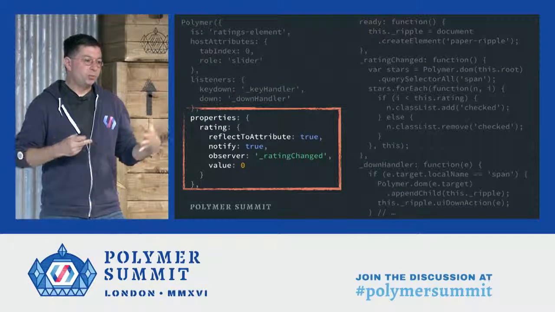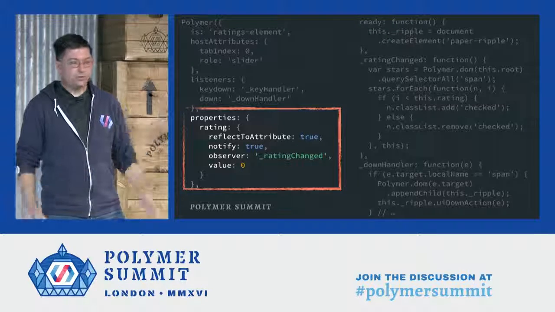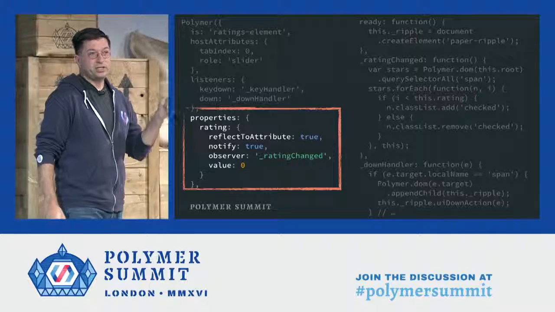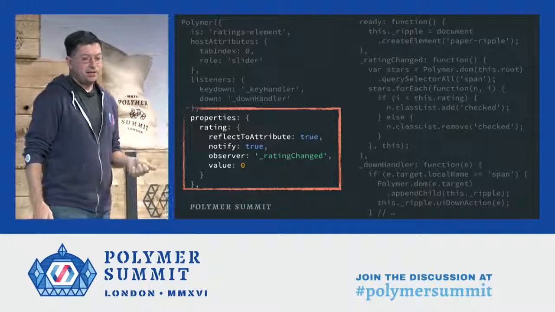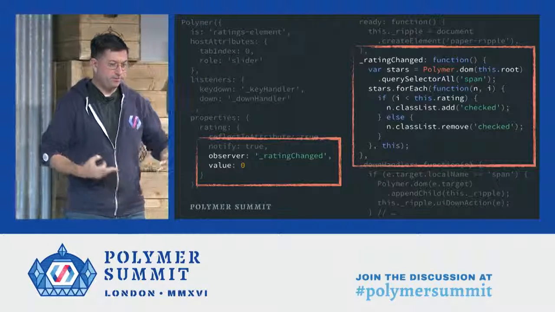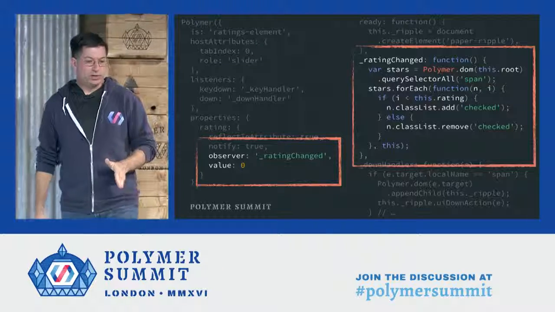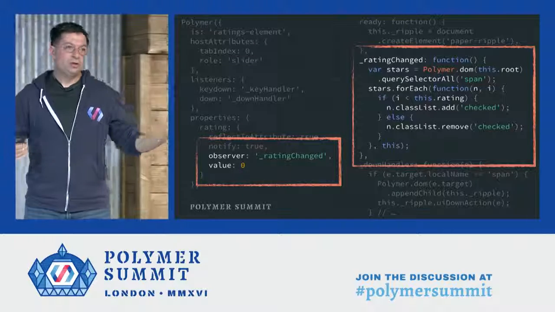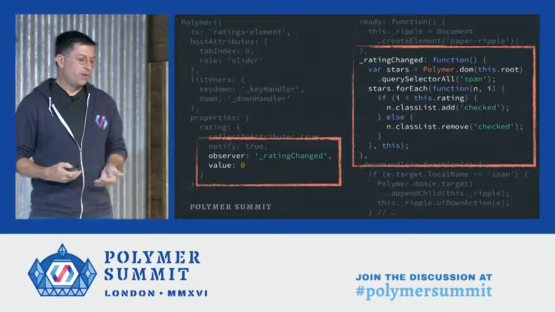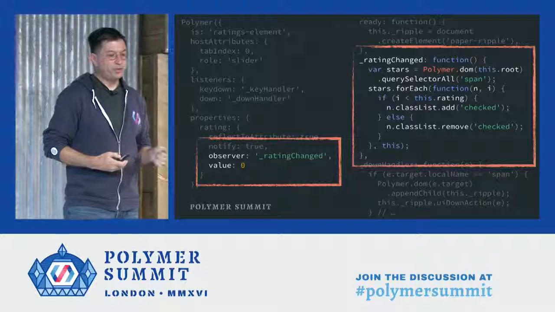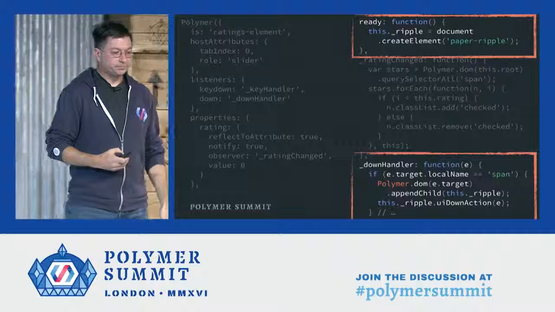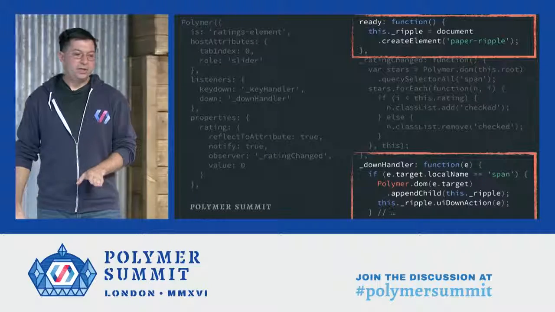We decided to expose a public property called rating. It's pretty straightforward. And we decided that it should reflect to an attribute, and it should send an event when the rating is set. And we have an observer here, and the observer is accomplishing the rendering of the rating. In this case, don't worry about the code, but it's basically looping over those star elements and setting a CSS class on them. Seems straightforward. And we have a value property, which is setting the default for the rating to 0.